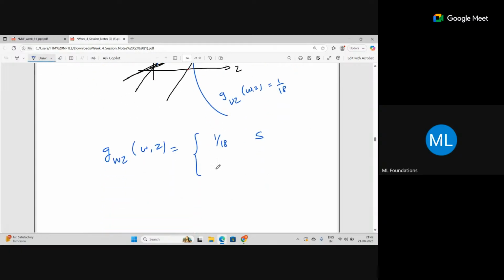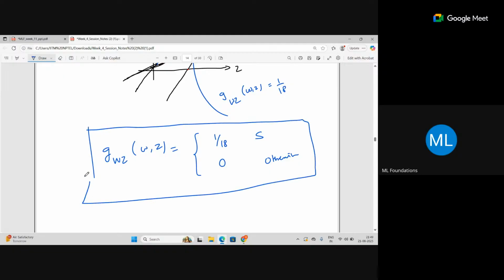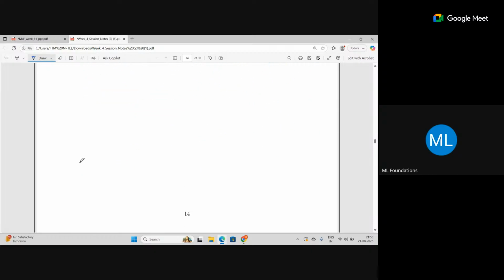I'm just writing it as the support here, and 0 otherwise. This is going to be your final solution. Is that correct? I hope this is fine now. So we'll solve one more problem. Now I'm giving you a problem. You need to try it out. I'll give you maybe 5 minutes to solve it, and then I'll solve that. Is that okay?